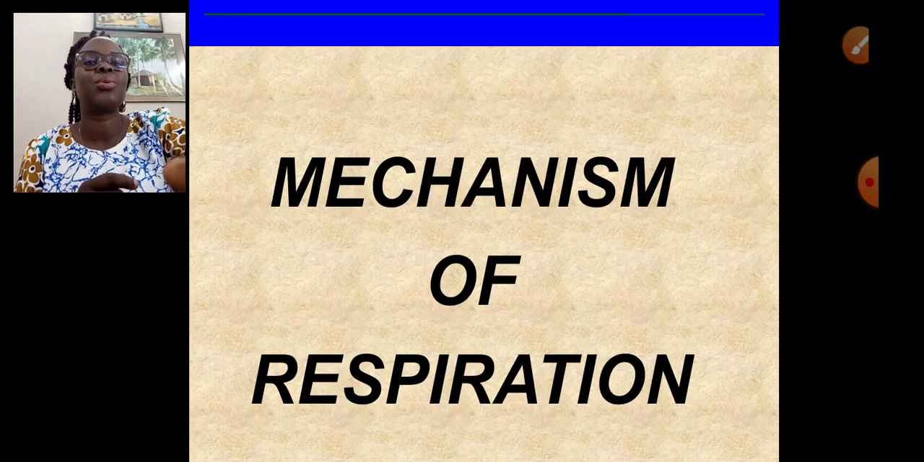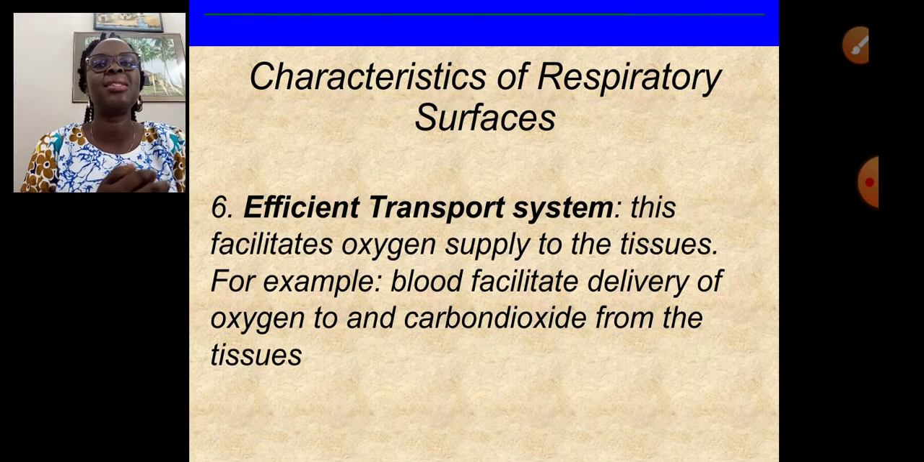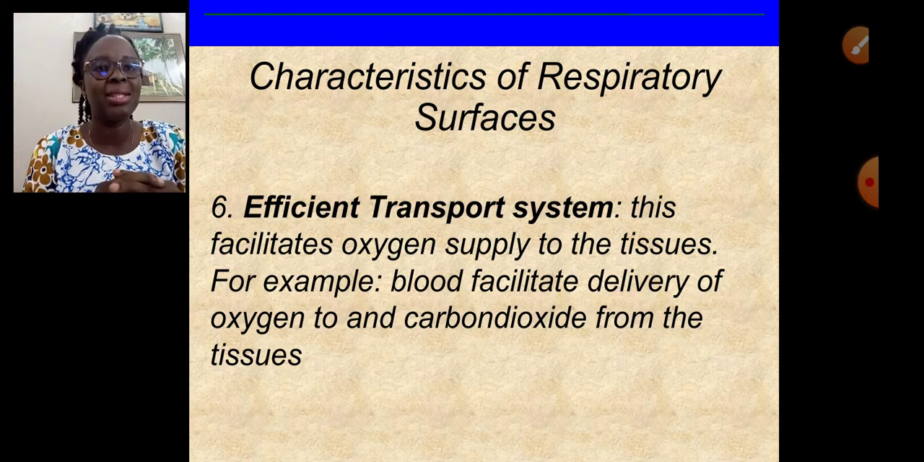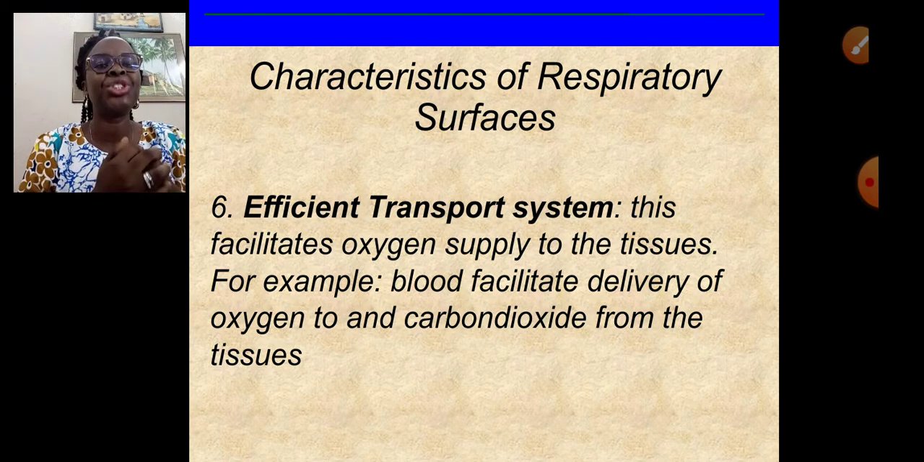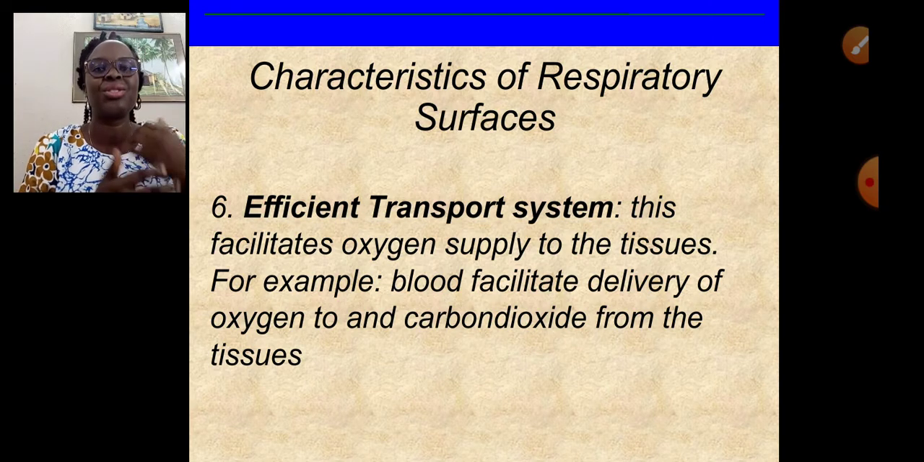Let's look at the last one. All right, there must be an efficient transport system. Transport system is also a topic on its own. So there must be an efficient transport system to facilitate oxygen supply to the tissue.